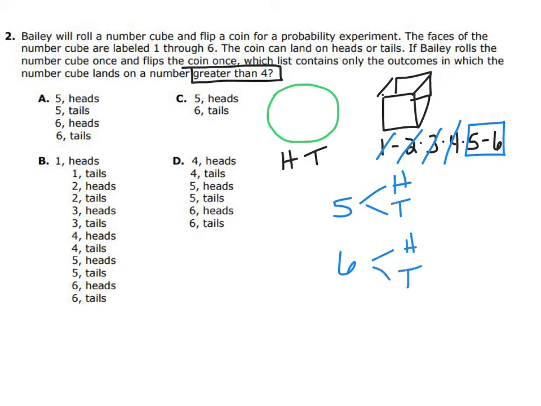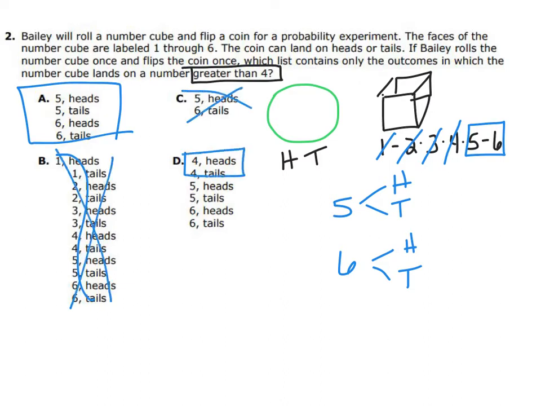So in this case, your answer would be letter A, because it has 5 or 6. C is not your answer because 5 is missing tails and 6 is missing heads. B, well, it's including all the numbers, so that's wrong. And D includes 4, and 4 is not greater than 4. So make sure you understand the difference between showing a sample space of everything, which would be letter B, and a sample space with certain conditions. Again, stop the video so you could explain your mistakes.